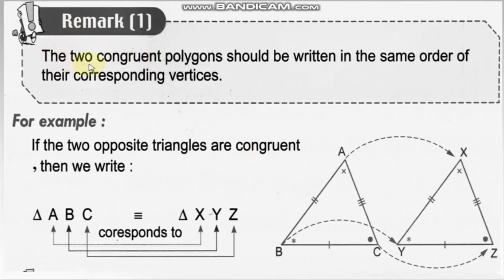Remark: the two congruent polygons should be written in the same order of their corresponding vertices. For example, if the two opposite triangles are congruent, then we write the triangle ABC congruent to the triangle XYZ, and angle A is congruent to angle X, and angle B is congruent to angle Y, and angle C is congruent to angle Z.